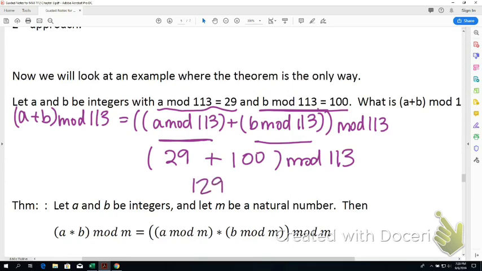And now I'm just going to simplify it. So I get 129 mod 113. And then what would I get for the mod? Practice this for a second. Try to do the calculation. And what would we get? We would get a 16. So that would be your answer. So you see, this is how you would use this theorem if you didn't know a and b. Okay?